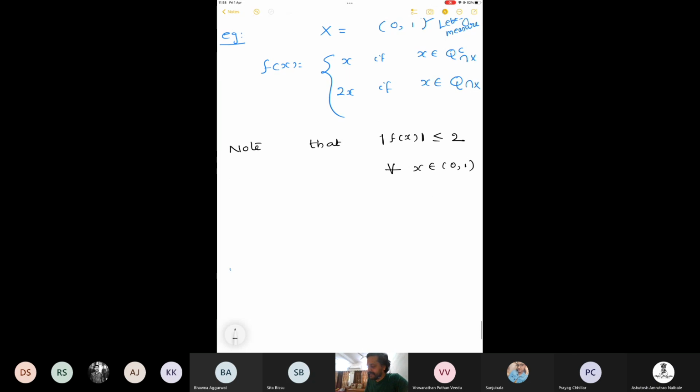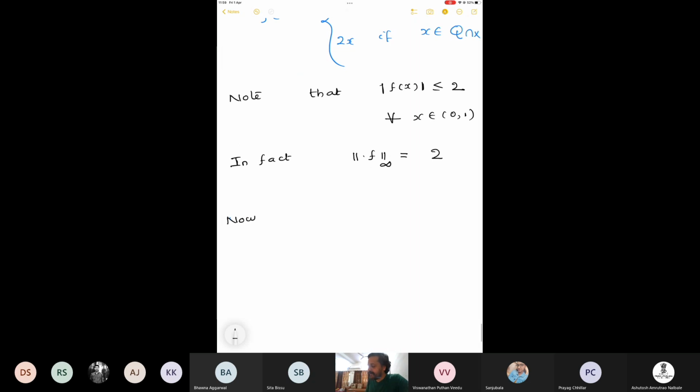In fact, this I will leave to you: the supremum of modulus of f of x, x belonging to (0, 1), will also be 2, because you can go as close to 2 as you want. You have 2x when x is rational, so you can take a rational near 1 and go up to 2x. Since you can go as close to 2 as you want, the supremum is 2. Now when you talk about essentially bounded, you can throw away sets of measure 0.